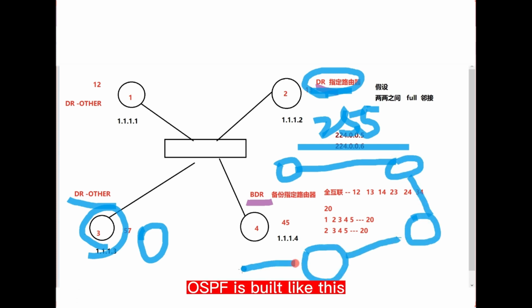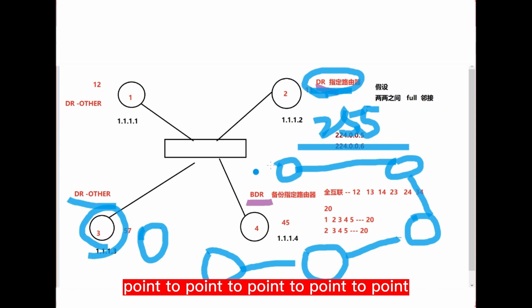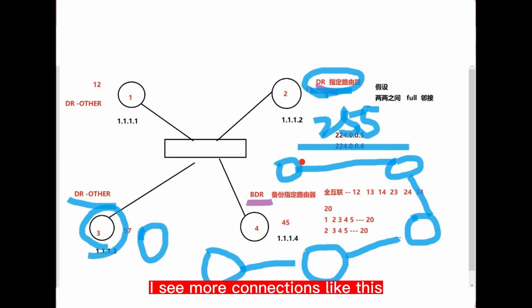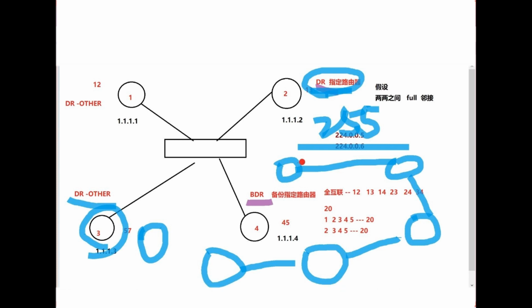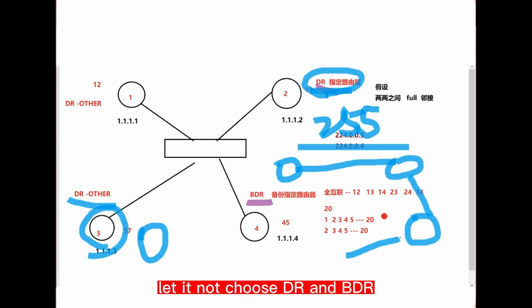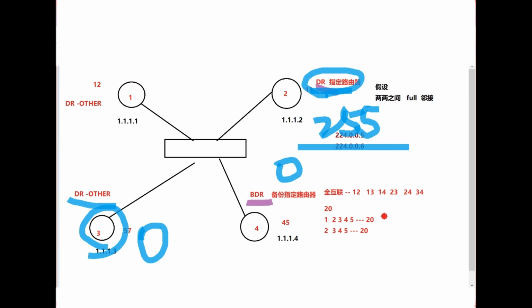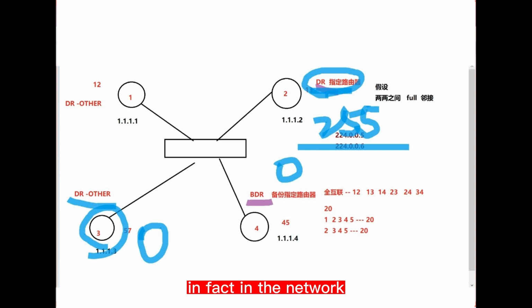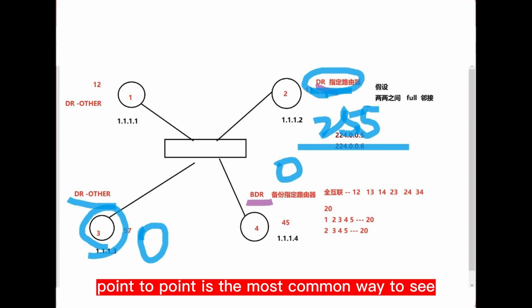You will know later that the most common thing in work is that OSPF is built point to point to point to point. It's all like this, but when we study, we usually learn the other way. You will learn NP in the future and I will tell you about the scenes. In OSPF inner line networks, I see more connections like this. Precisely because of this, we can also manually change an interface to point-to-point so that it does not elect DR and BDR. That saves some time, and this is one of the optimizations you will use in the future. In the network, point-to-point is the most common type.